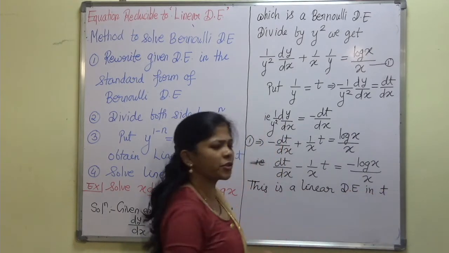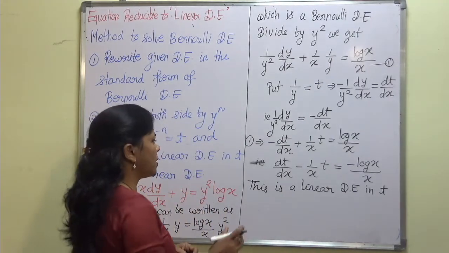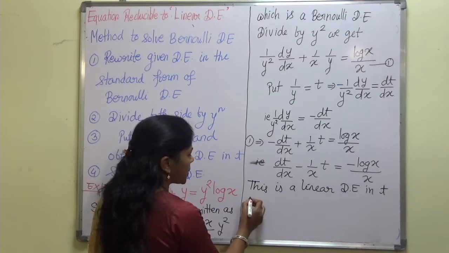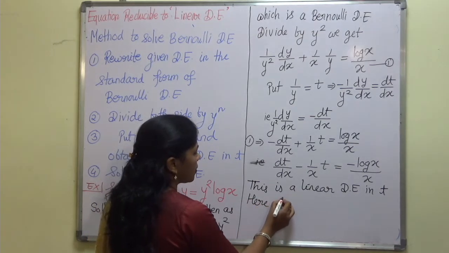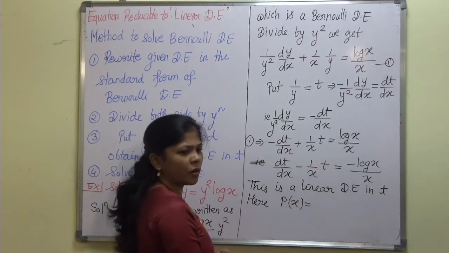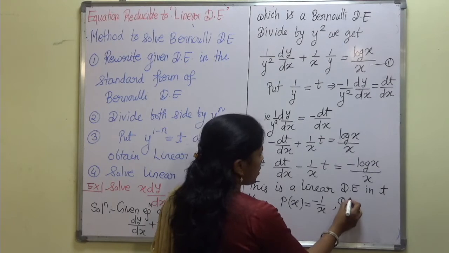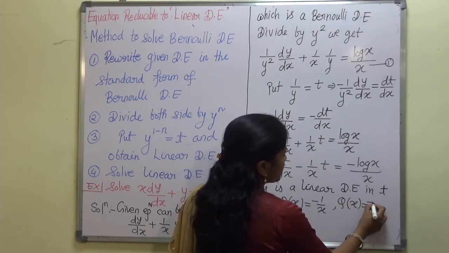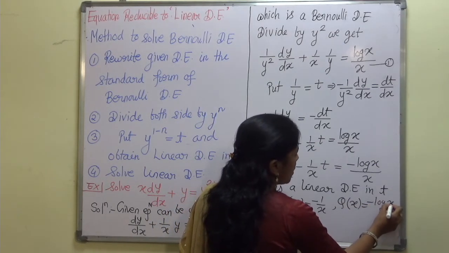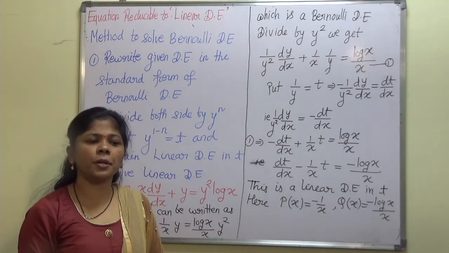Linear differential equation in t means t is the dependent variable. So let us find p. What is p of x? The coefficient of t over here is minus 1 by x, and q of x is minus log x by x. Right? So we have obtained p and q.